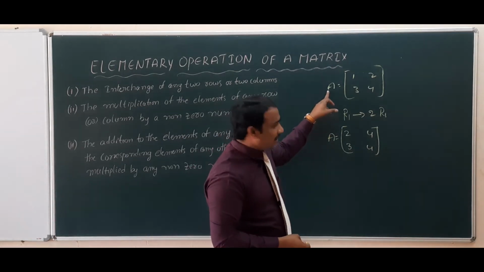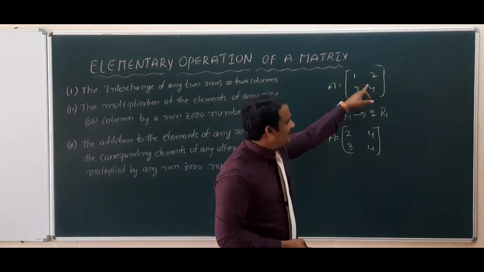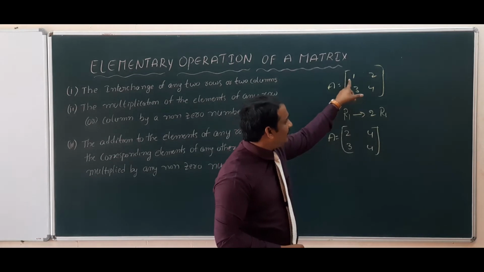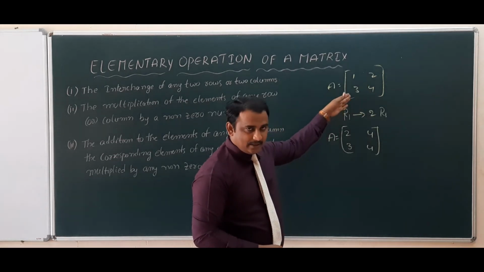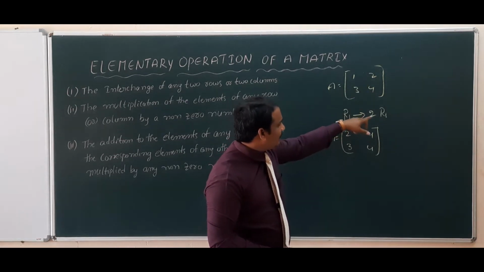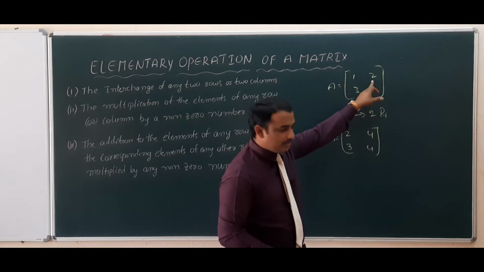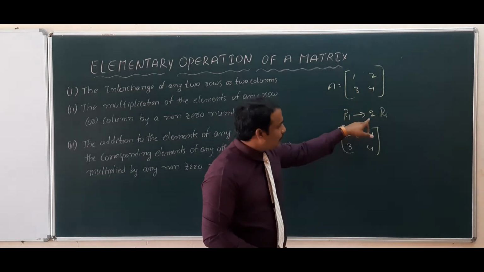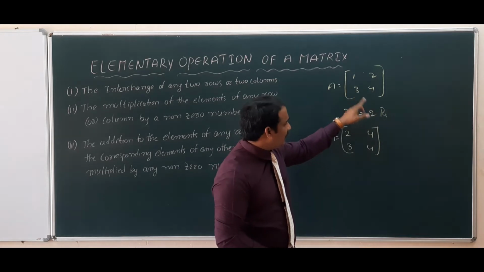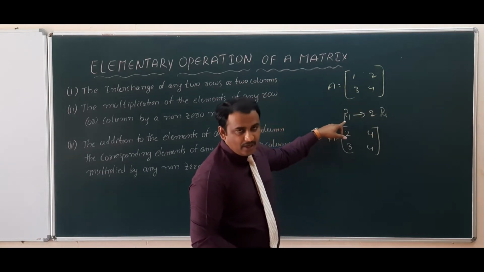Previously, if you wrote 2A, you had to multiply each element. But here I want to multiply only a row or a column. In this example I am multiplying the scalar only with the first row. You write R1 implies 2 into R1. You multiply R1 by 2 and write the result in the place of R1.